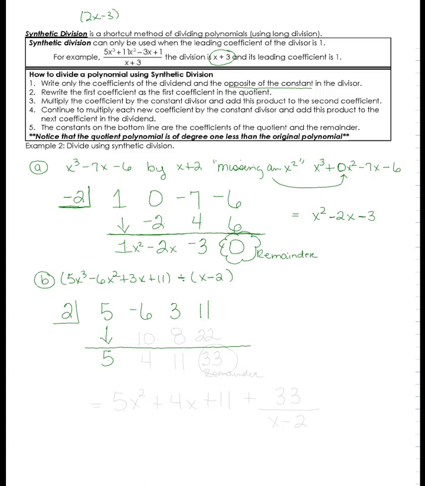So we have 5 times 2, 10. Add the 10 to the negative 6, which is what, 4? And then start the process over. 4 times 2, 8. Add 8 and 3. What's that, 11? Okay. Then take the 11, multiply it by the 2. We have, is that 22? And then add, 33. That 33 is our remainder.